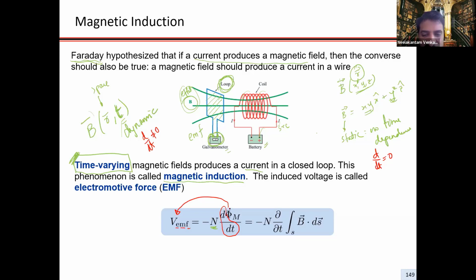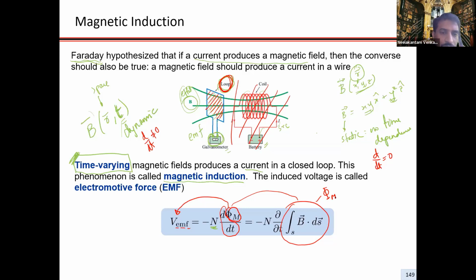So what is this total flux that is changing? That depends on the B field that cuts this loop. We are not talking about the first loop anymore, because that's the source and the B field has already been created. So this whole term is going to be the phi m, the flux that is cutting through the coil, through every single loop of this coil.